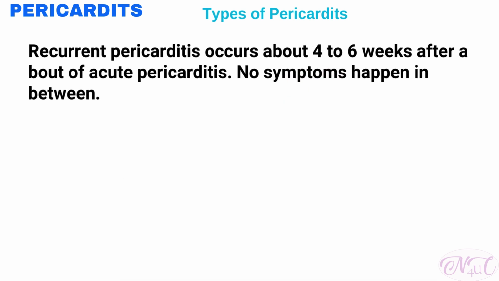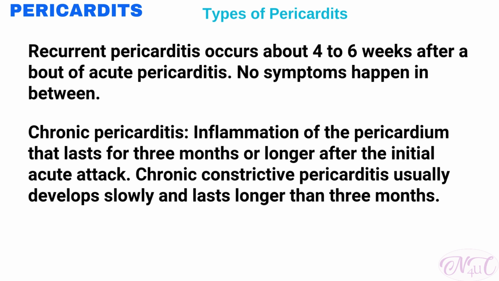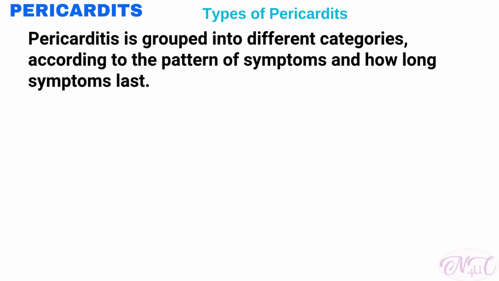Recurrent pericarditis occurs about 4 to 6 weeks after a bout of acute pericarditis. No symptoms happen in between. Chronic pericarditis occurs when the inflammation of the pericardium lasts for 3 months or longer after the initial acute attack. Chronic constrictive pericarditis usually develops slowly and lasts longer than 3 months. The specific symptoms depend on the type of pericarditis.